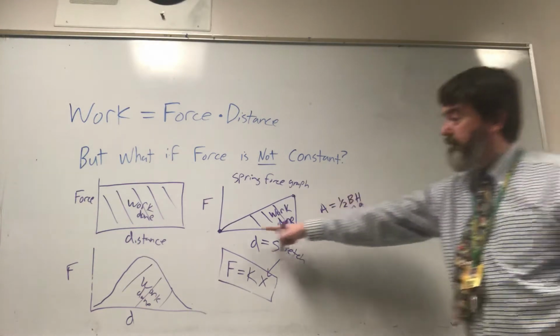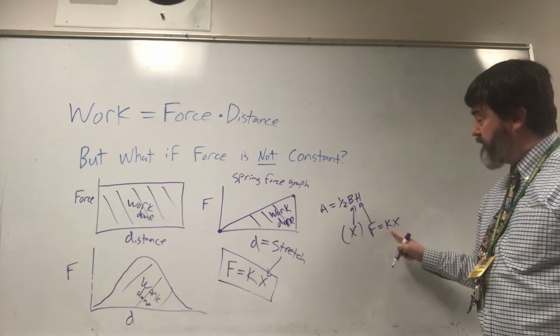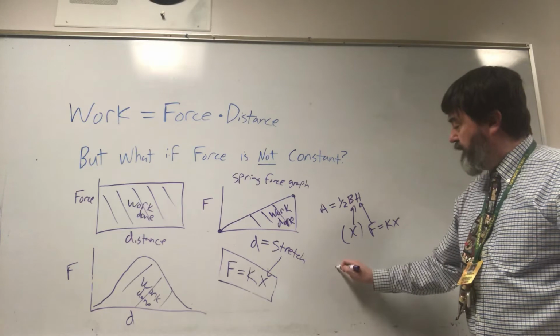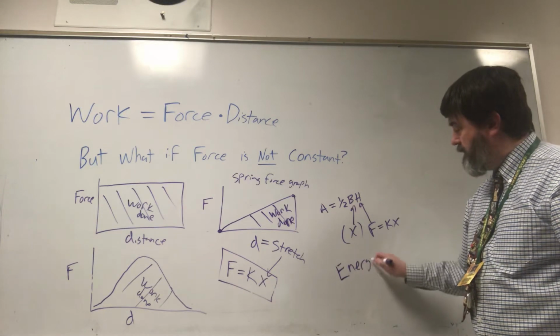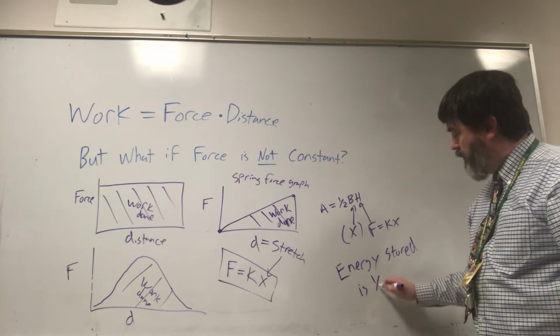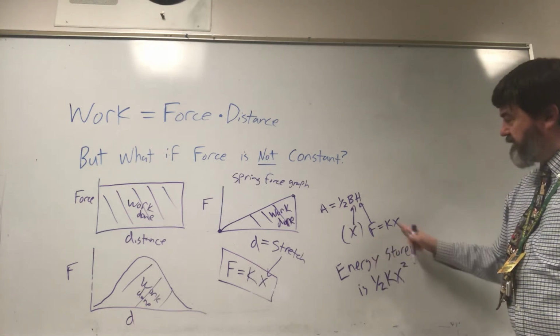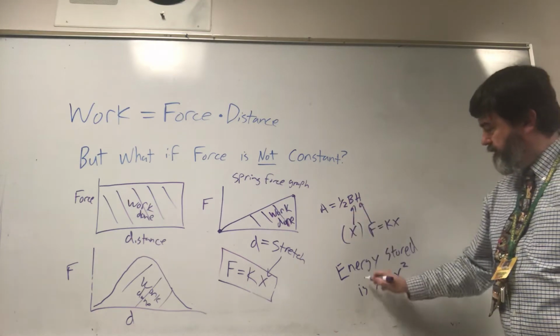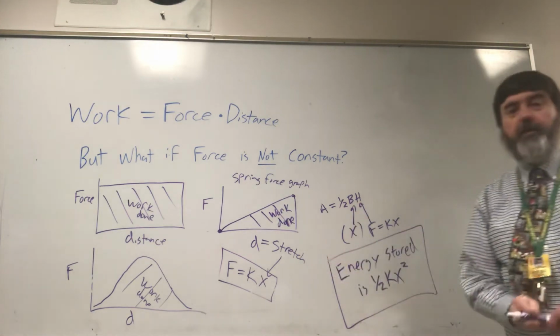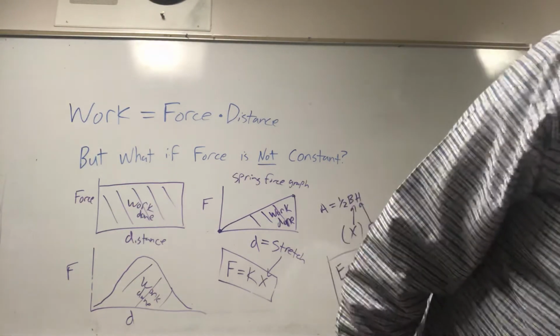The peak force, I should say, not the force, is obviously changing the whole time. But the force at the end, the height of that triangle, is the peak force, k times x. Therefore, the energy stored is 1/2 kx squared. x times k times x times 1/2. That's your energy stored in a spring. Or in fact, anything you can stretch that behaves in an elastic fashion.